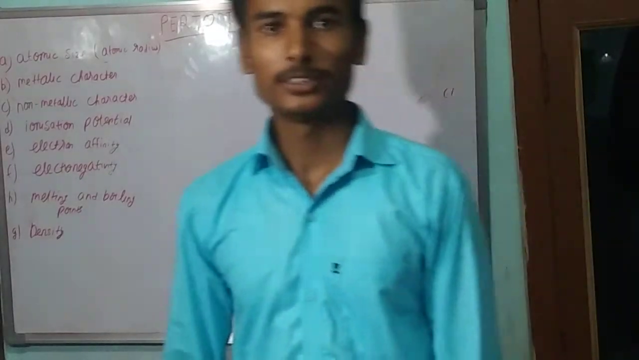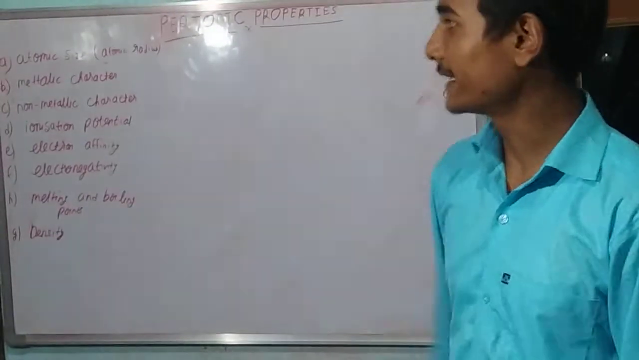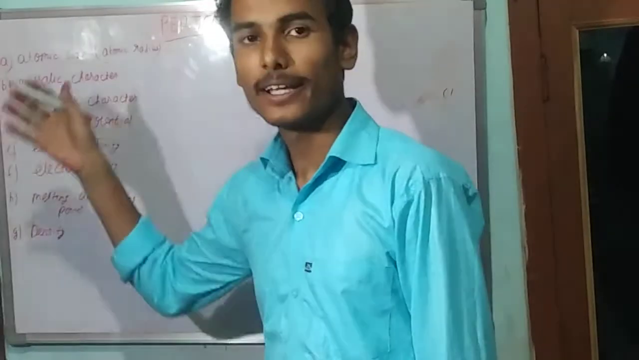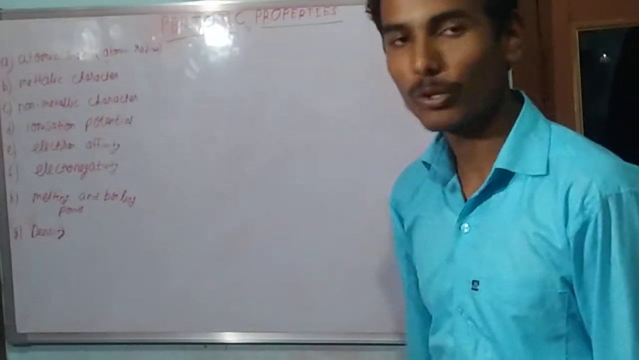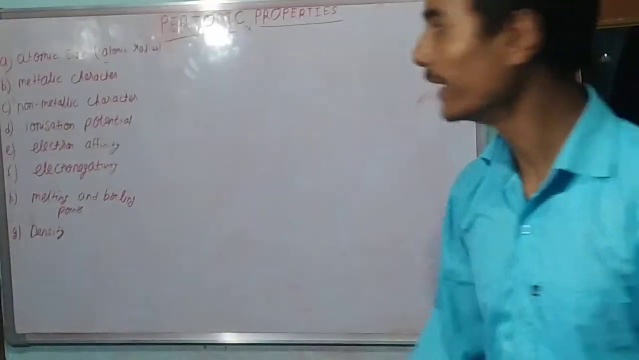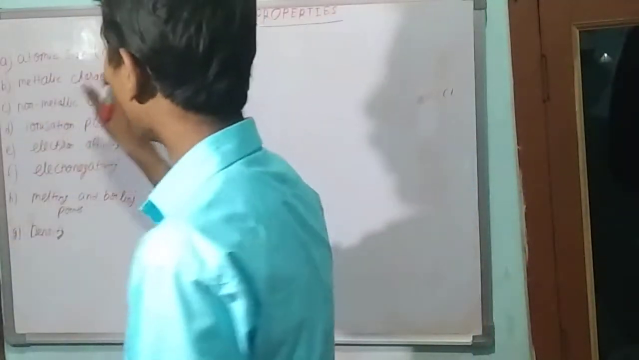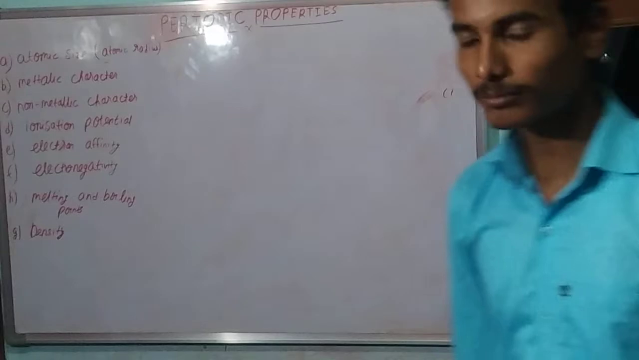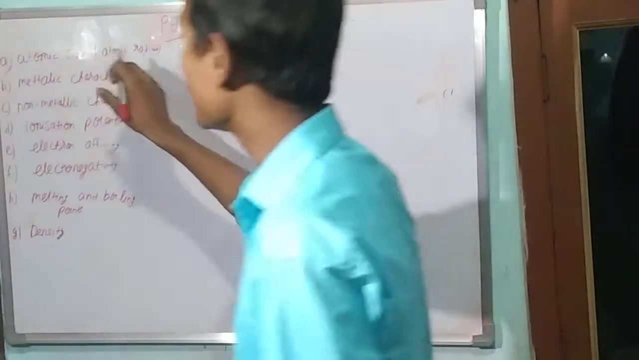Today we will study periodic properties, how they vary across a period or down the group, and some important periodic properties. The first is atomic size, or we can say atomic radius.